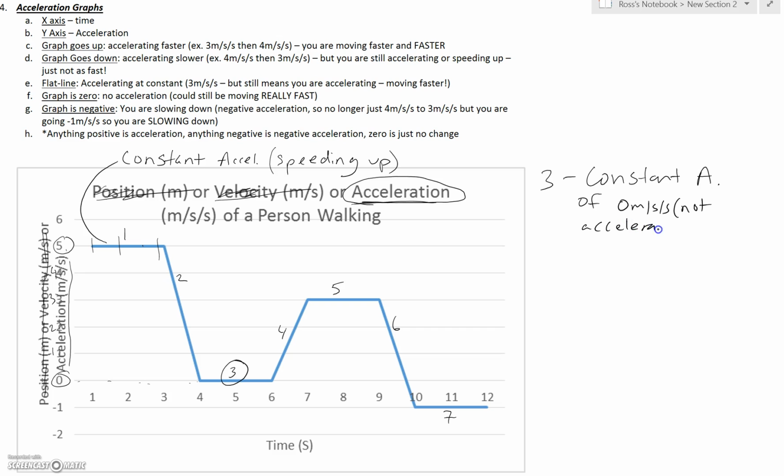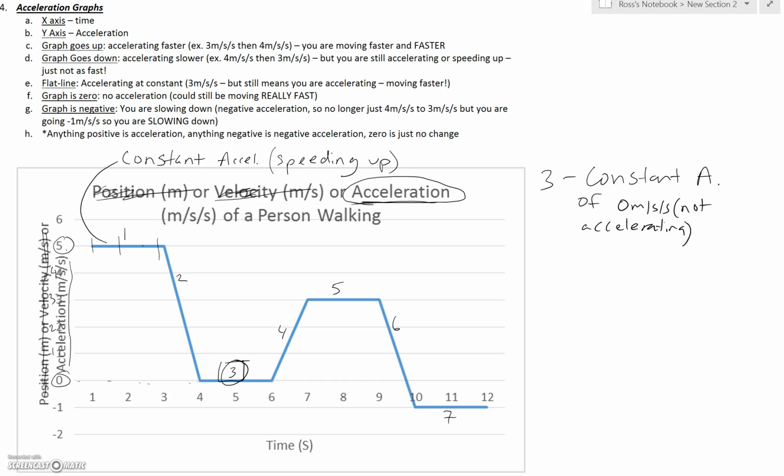However, does that mean we're going very slowly? It doesn't. We could be going really, really fast, really, really slow, or not moving at all. Remember that because this is an acceleration graph, not a position or velocity graph, all this is telling us is whether we are speeding up or slowing down. So here, at flat line number 3, we are not speeding up, we are not slowing down, but it doesn't tell us anything about how fast we're going.